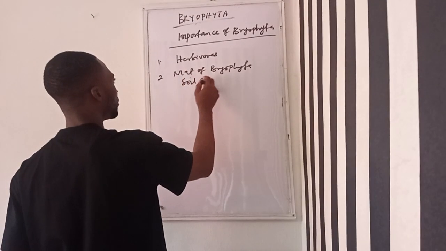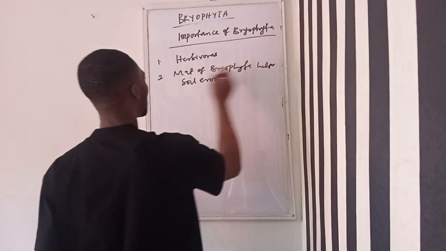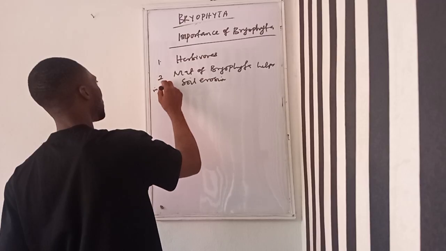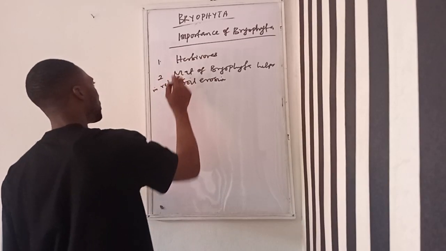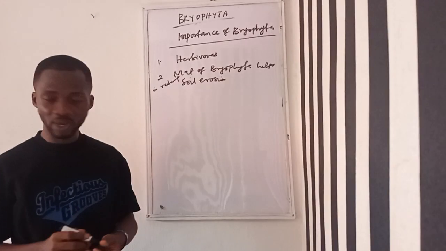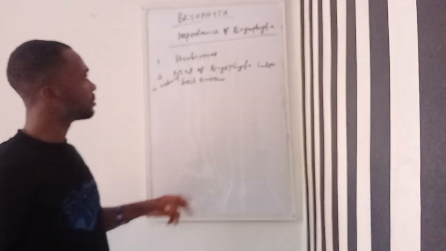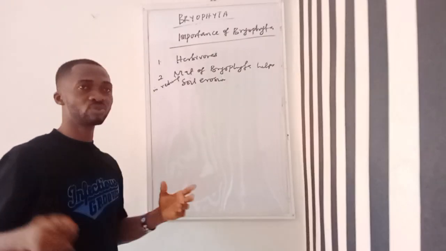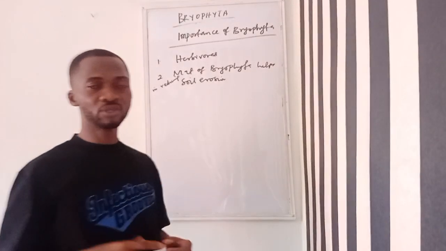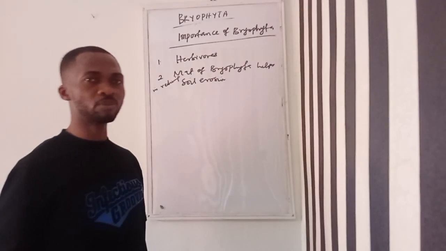Soil erosion. Bryophyta helps in reducing soil erosion. Of course, it cannot completely stop soil erosion, and that's why the word reduce or reducing is introduced here, because the size of this plant is not large enough to completely stop soil erosion.